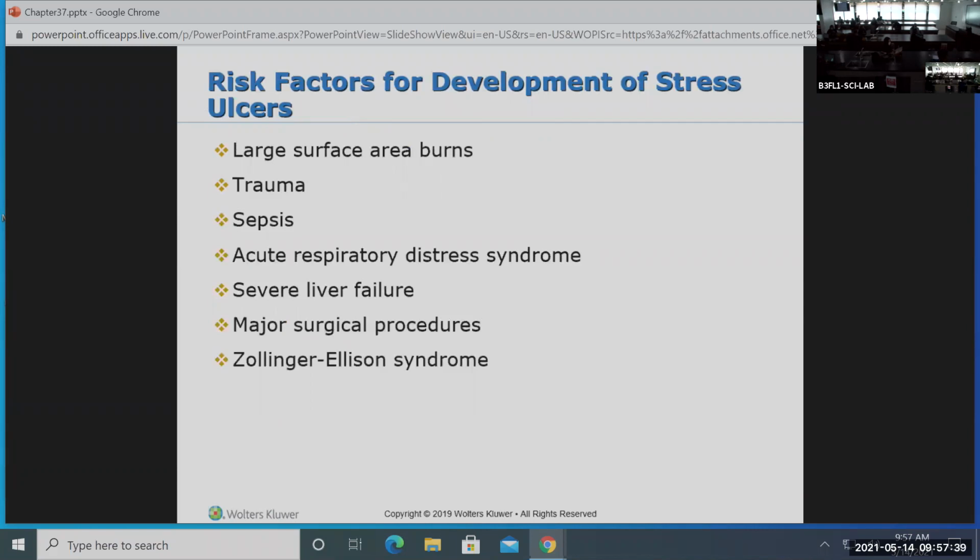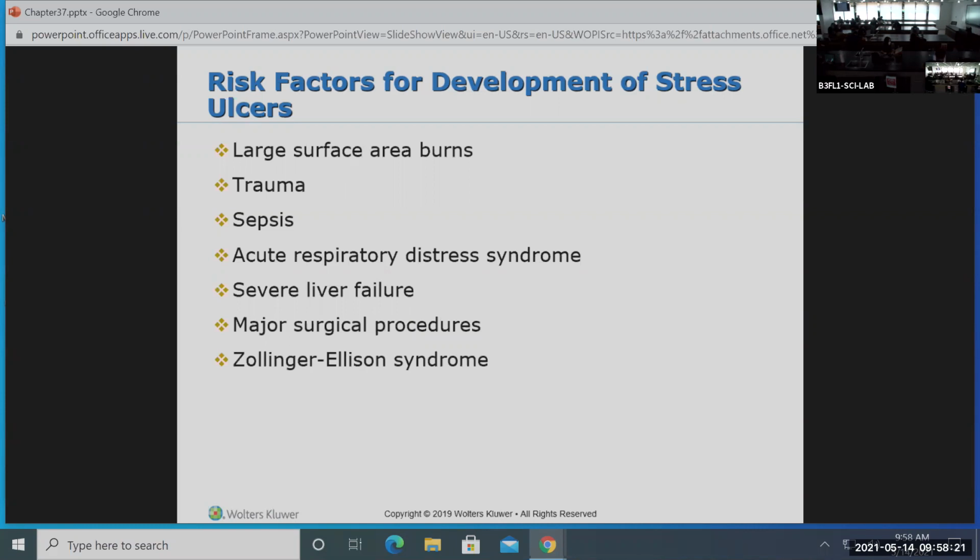Now, the risk factors for the development of stress ulcer. Please highlight, it already says stress ulcer. Now, this stress ulcer is common in ICU, intensive care unit patients. They do suffer from stress ulcer. That's why they are given medication for them not to have that stress ulcer, because they are most prone to stress ulcer in ICU patients.